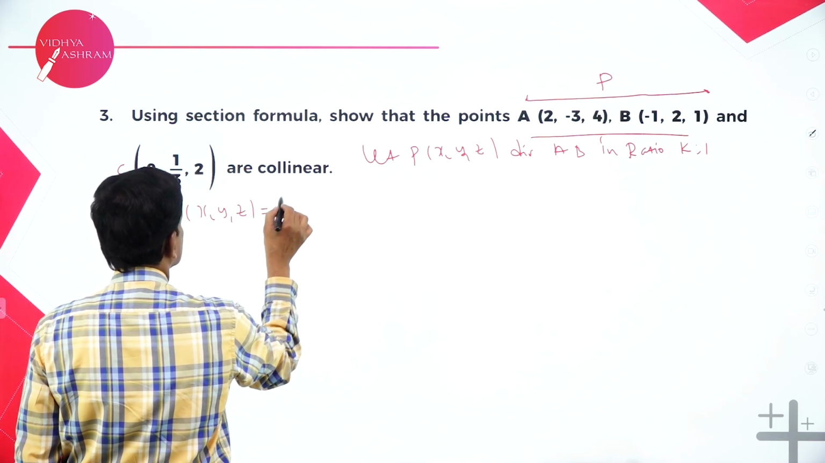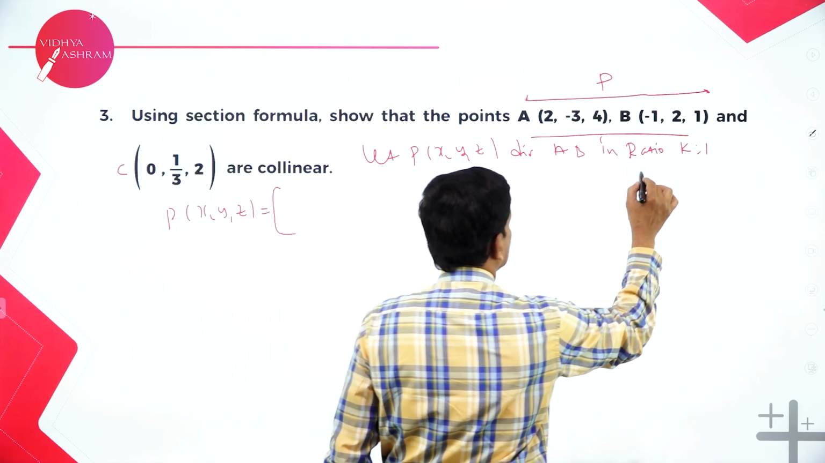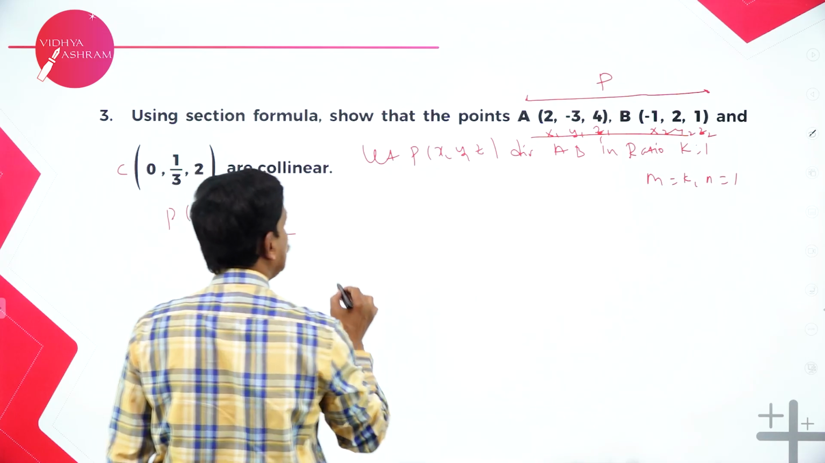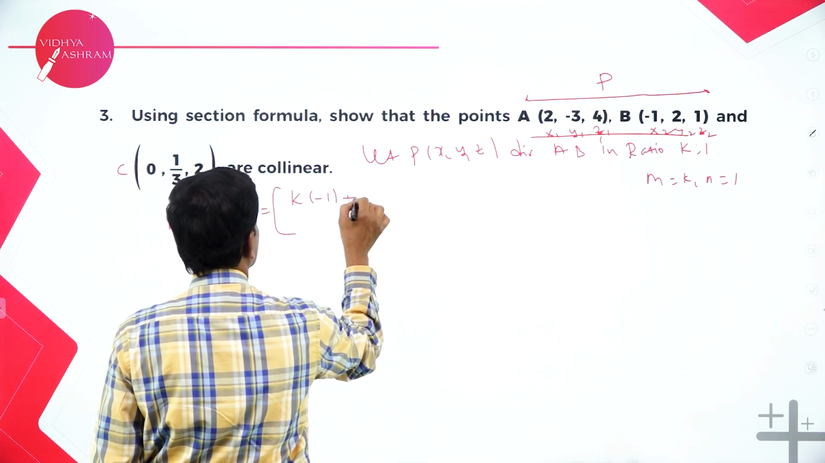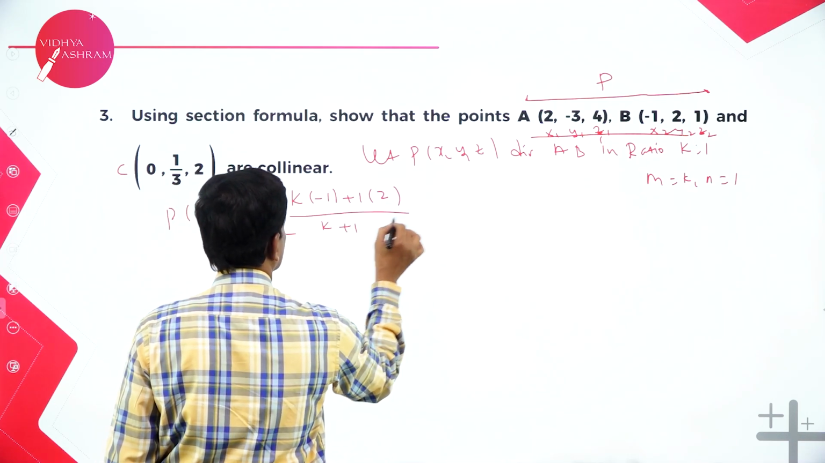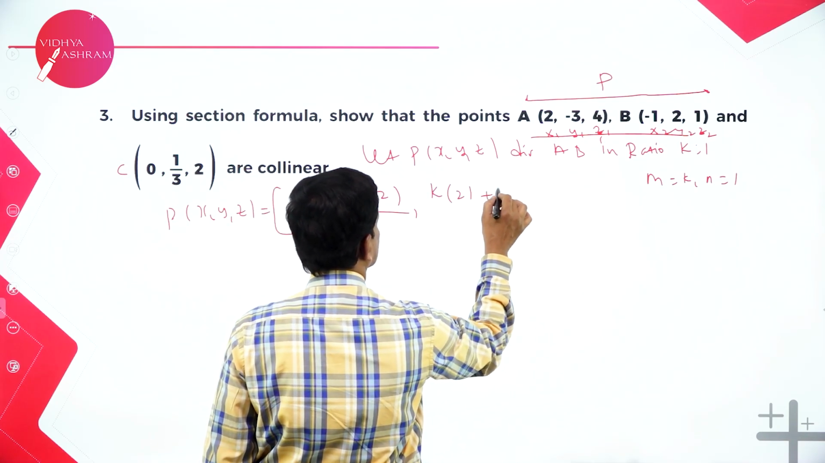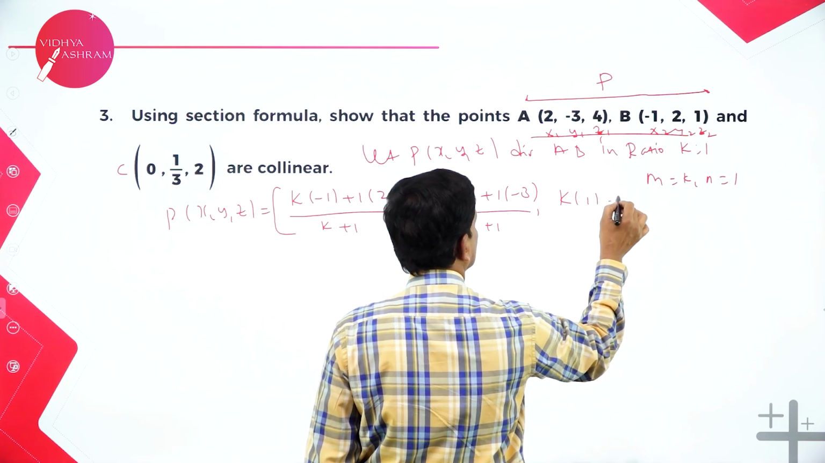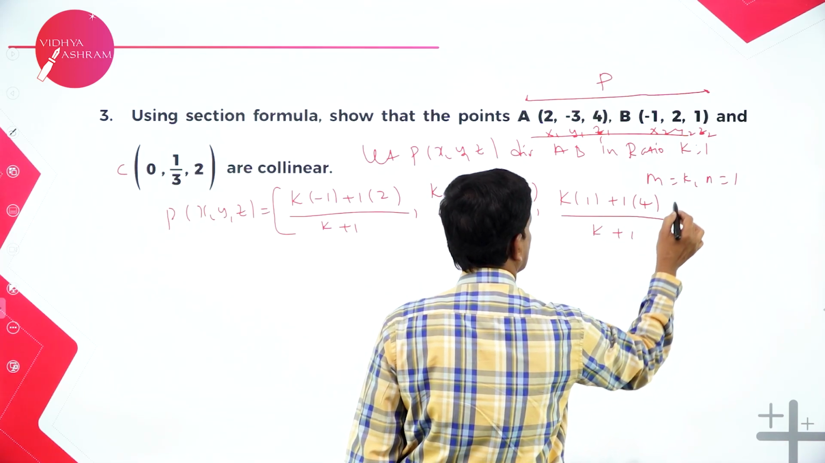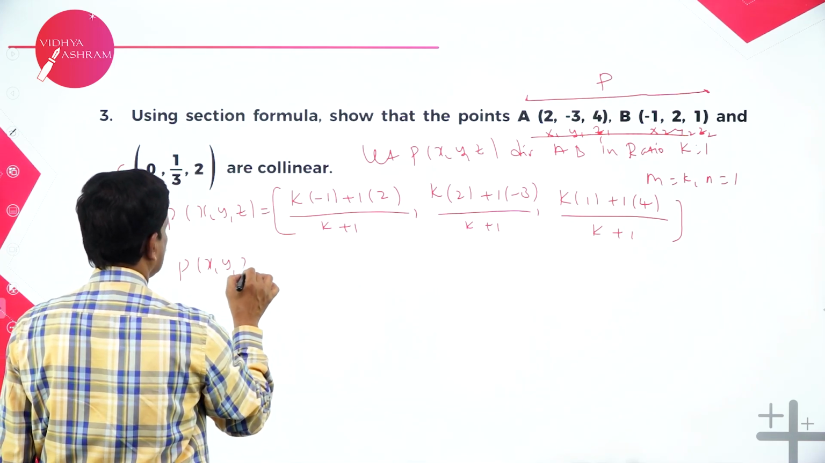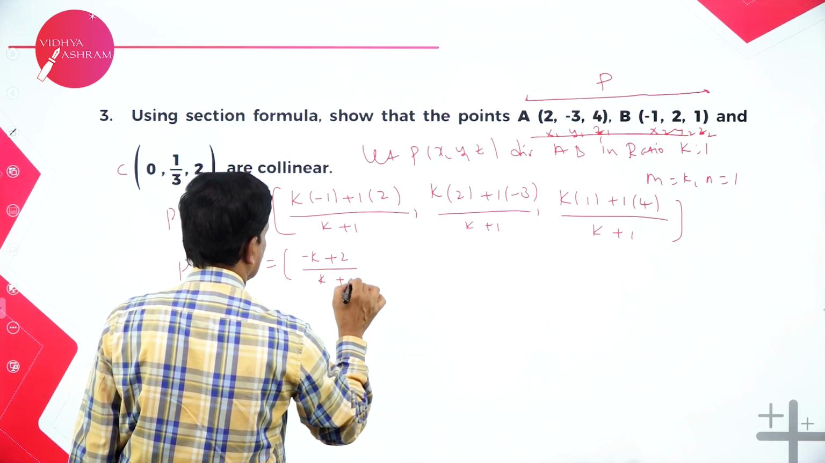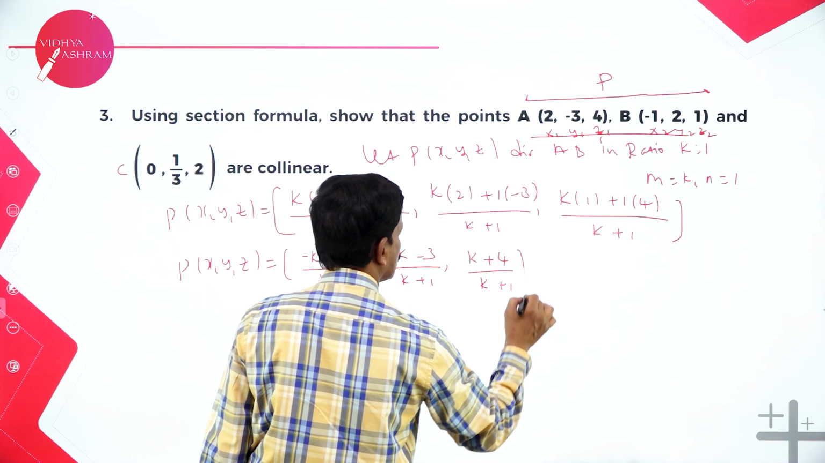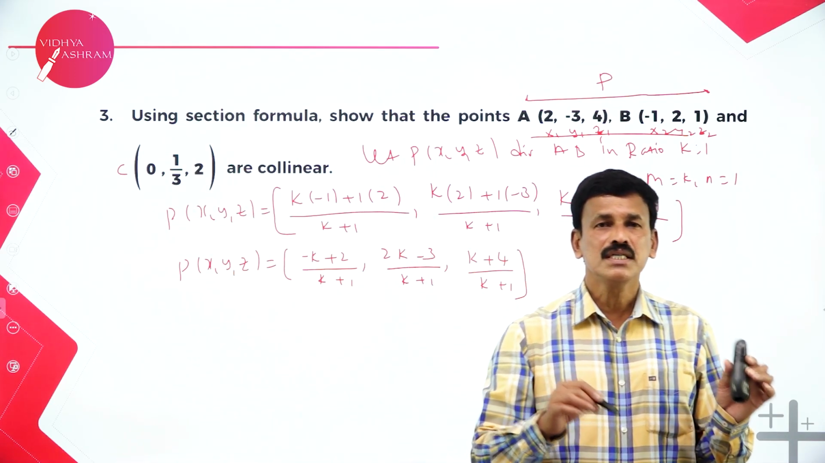P(x, y, z) is given by the same formula, (mx2 + nx1)/(m + n). So here m is equal to k and n is equal to 1. This is x1, y1, z1, and x2, y2 and z2. So k into x2, which is -1, plus 1 into x1, which is 2, divided by k plus 1, comma, k into y2, which is 2, plus 1 into y1, which is -3, divided by k plus 1, comma, k into z2, which is 1, plus 1 into z1, which is 4, divided by k plus 1. So P(x, y, z) is equal to ((-k + 2)/(k + 1), (2k - 3)/(k + 1), (k + 4)/(k + 1)). These are the coordinates of P, which divides AB in the ratio k is to 1.